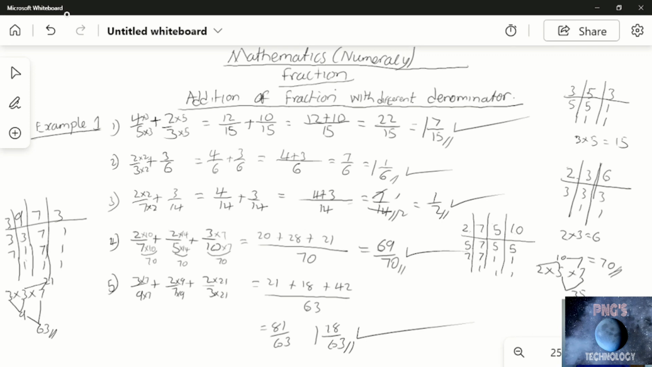In our next class, we shall be discussing subtraction of fractions with the same denominator and more into different denominators.